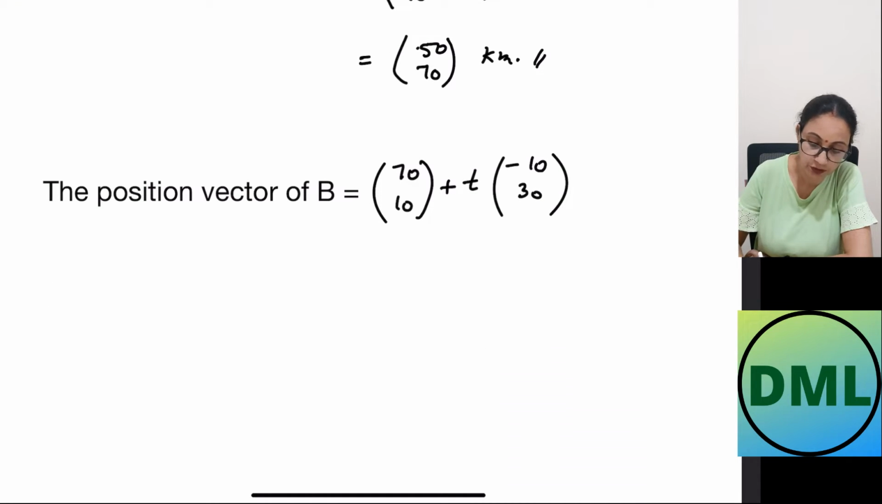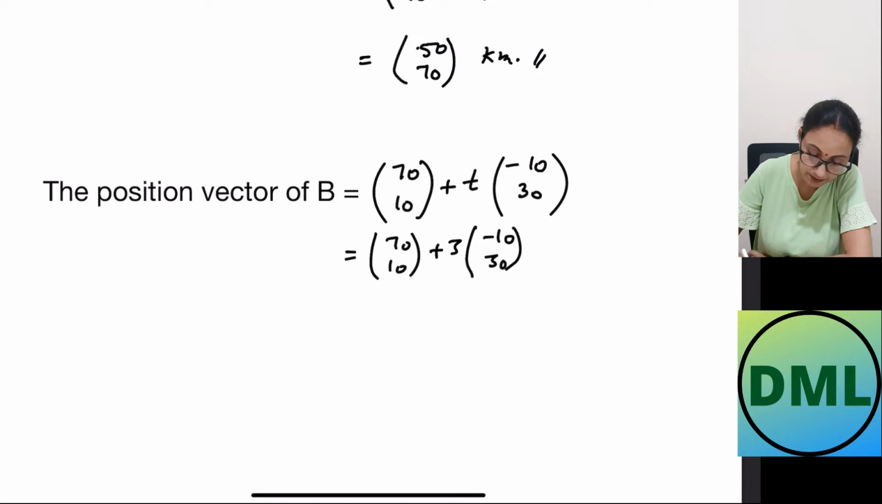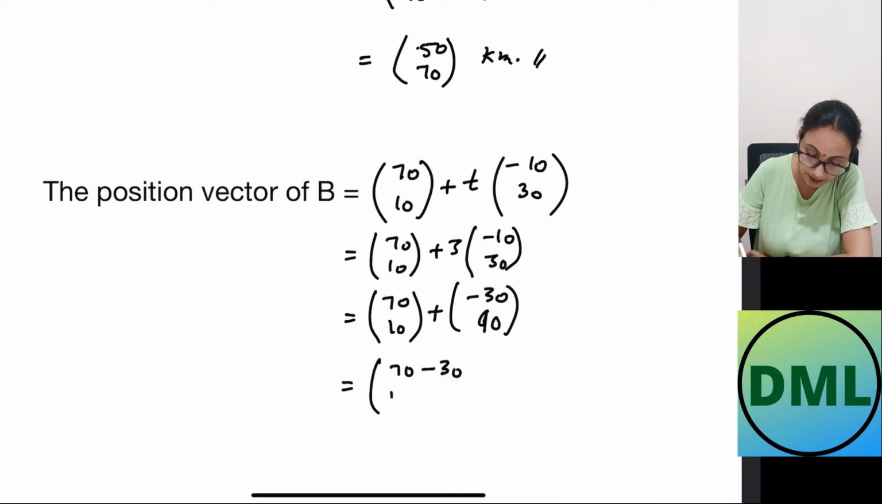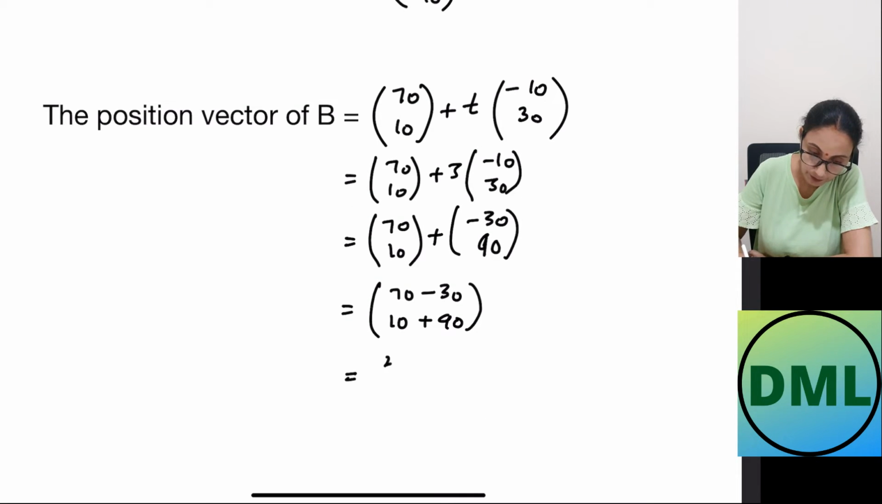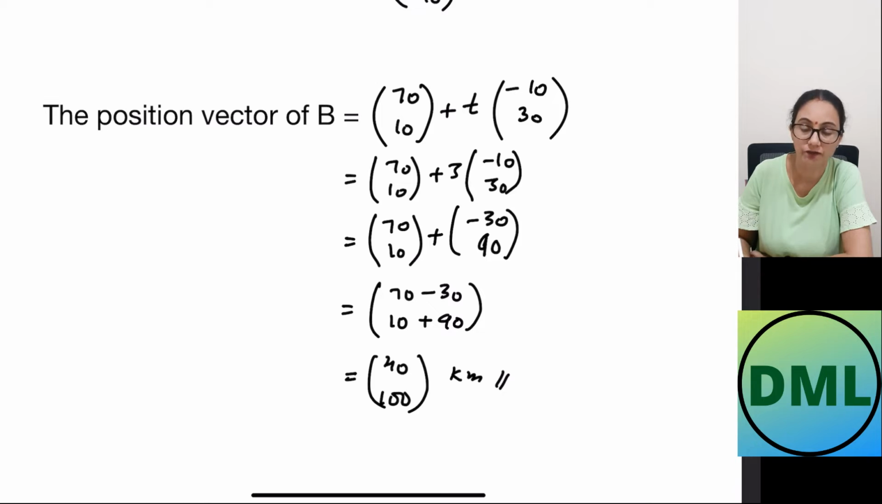Now I need to find out the position vector of B. So this is the initial position of B plus the time multiplied by the velocity vector, and the time is still 3 hours. So I will be substituting here 70, 10 plus 3 times minus 10, 30, the velocity vector. So that will be 70, 10 plus minus 30, and that will be 90. So 70 minus 30, 10 plus 90. That will be equal to 40, 100 kilometer. That will be your answer for the position vector of B.